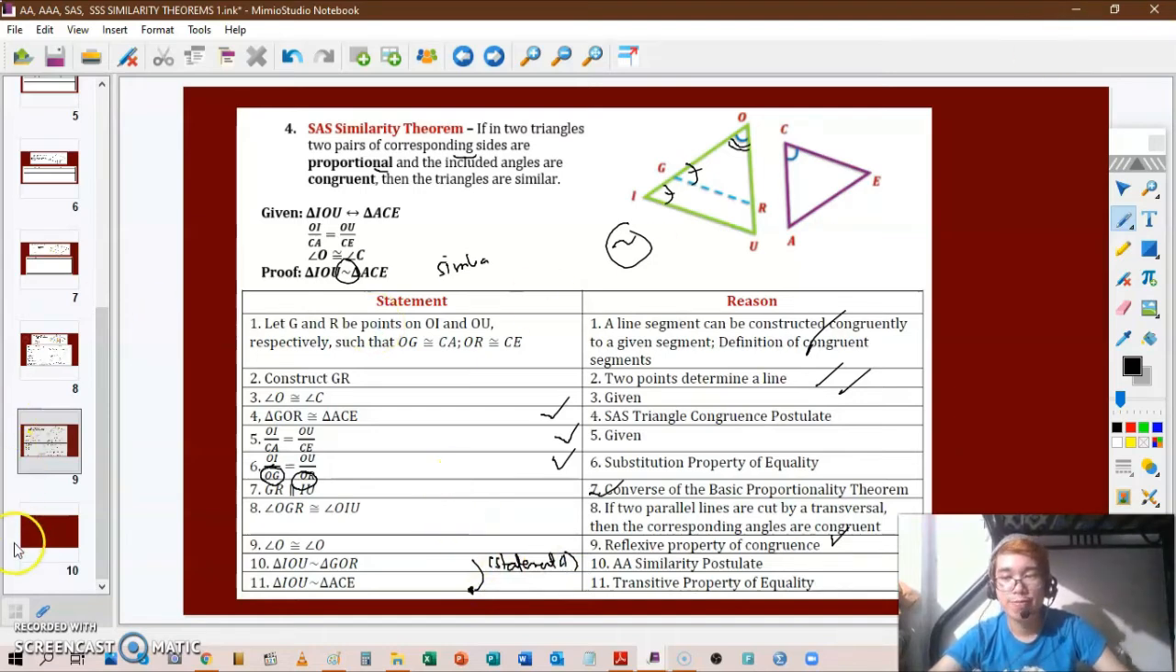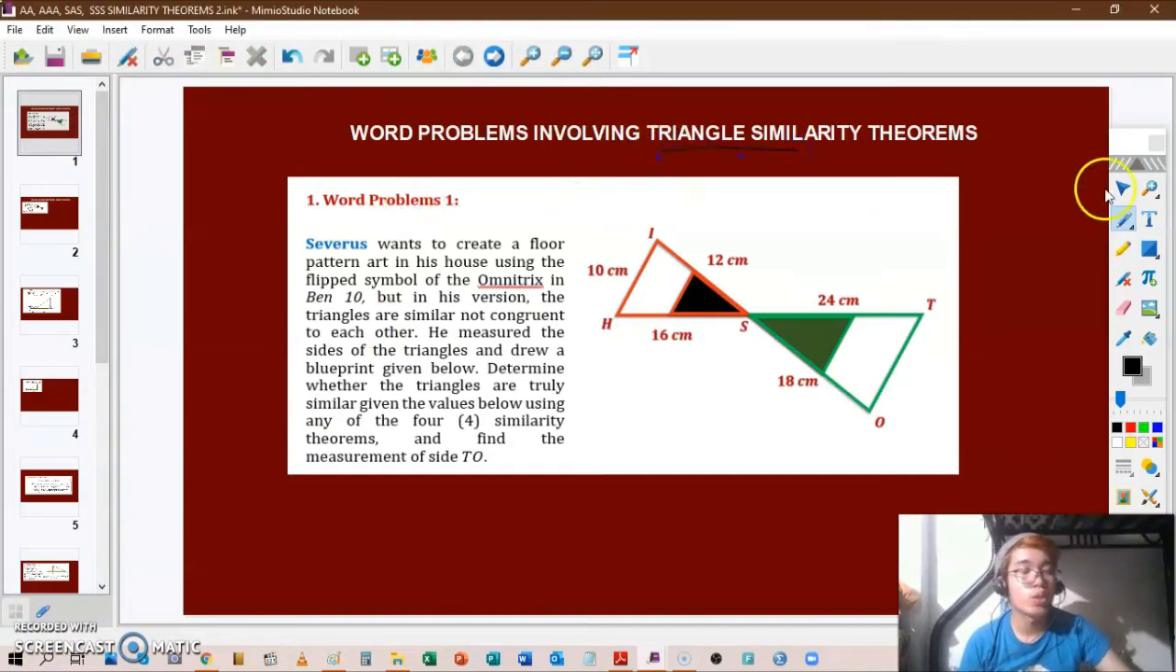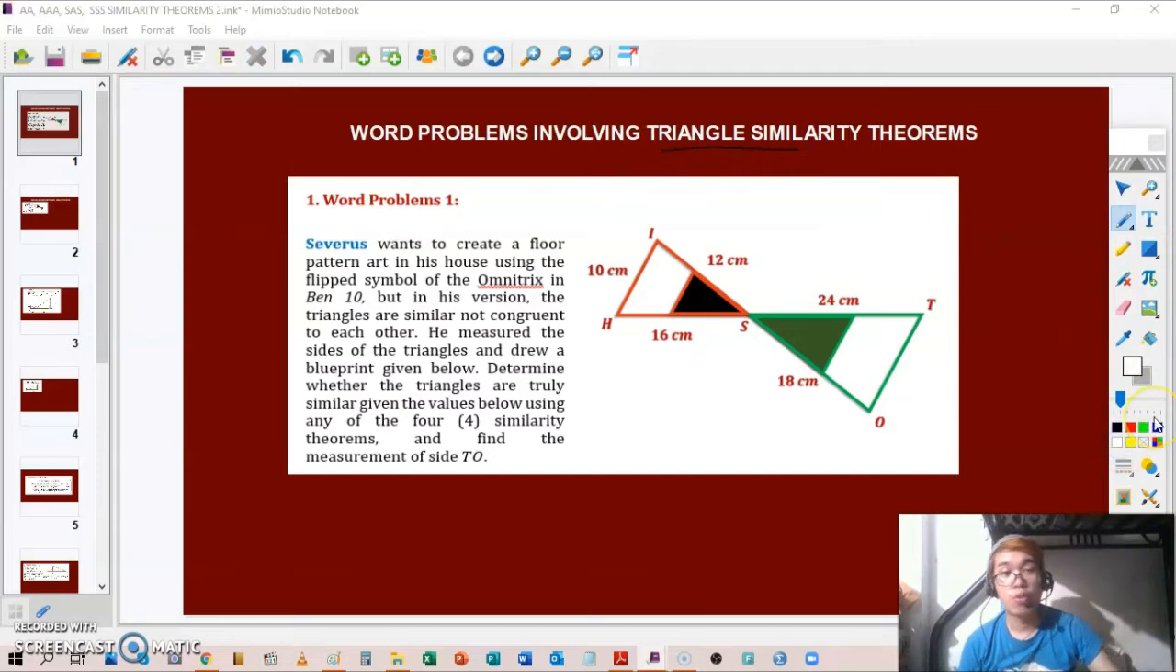Okay, there you go. So for the second word problems for the triangle similarity theorem, let's try to explore some word problems involving triangle similarities. So for number 1, we have here: Severus wants to create a floor pattern in his house using the flip symbol of the omnitrix in Ben 10, but in his own version.